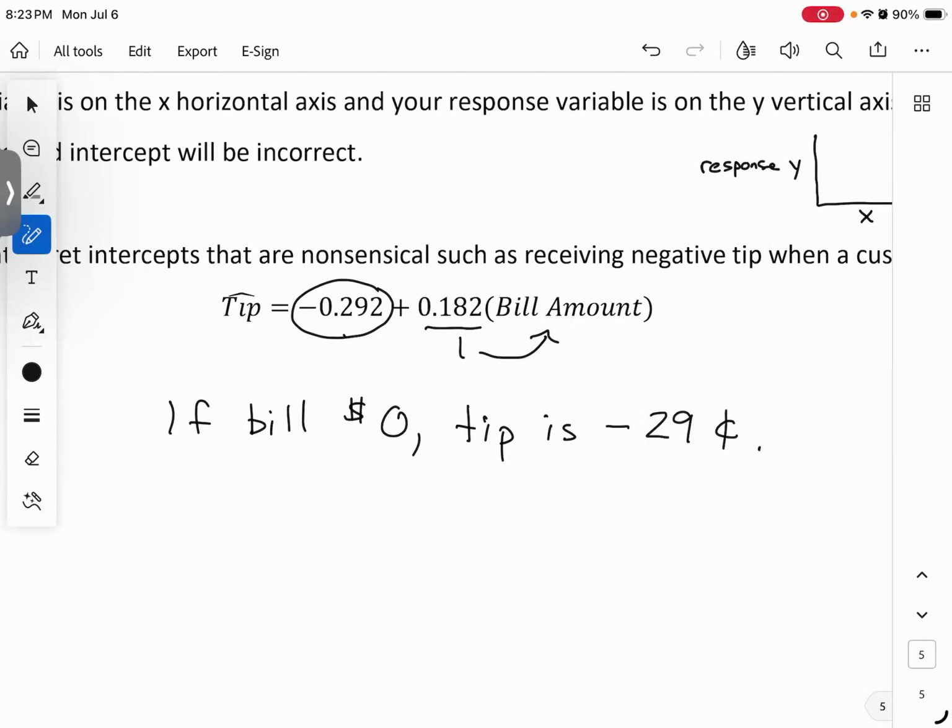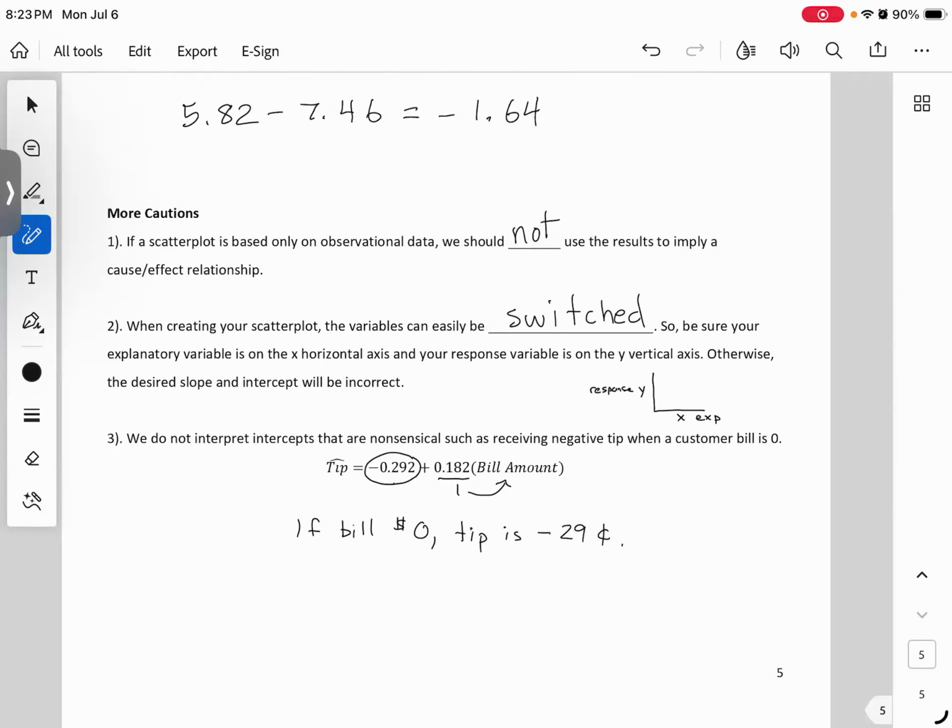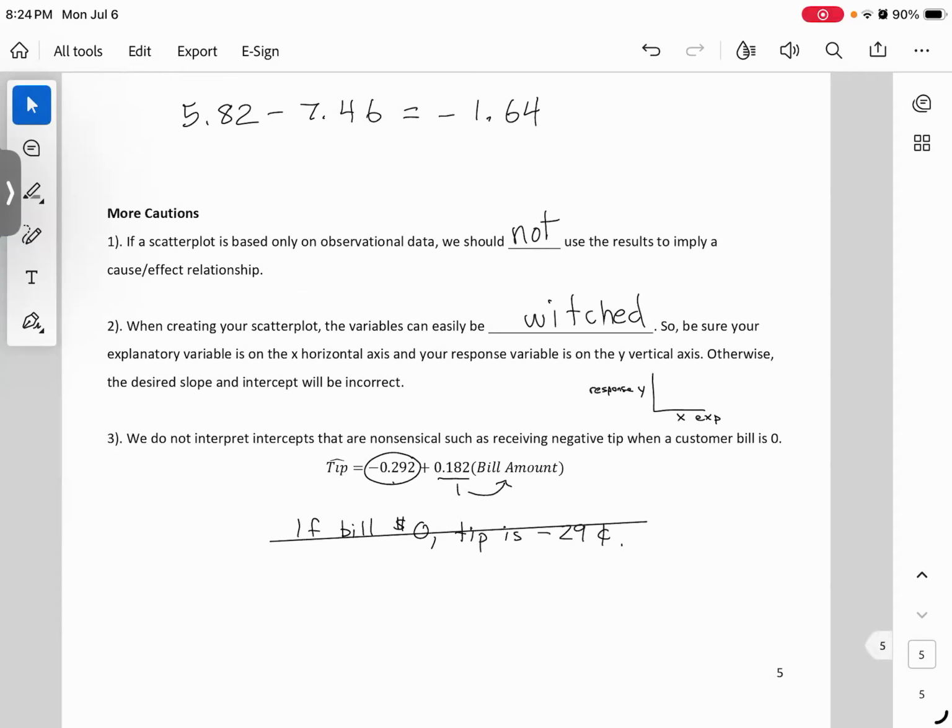Usually you're giving the waiter or waitress a tip, so a negative tip would be them giving the customer money. So in those cases, we're not even going to try to interpret it, and I won't give you one on the homework or quiz or test where you have to interpret a weird, funky intercept that doesn't make any sense. But that's it.